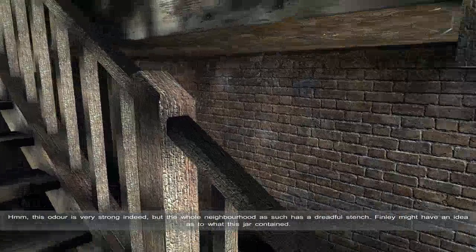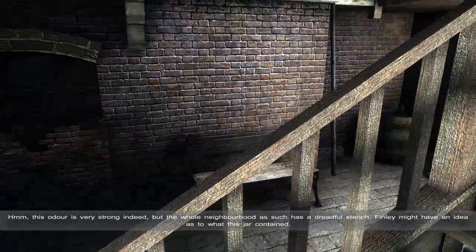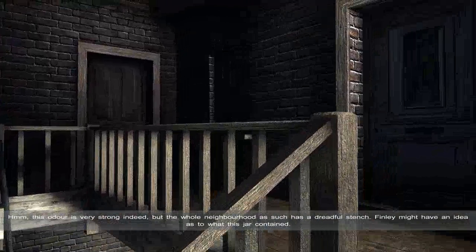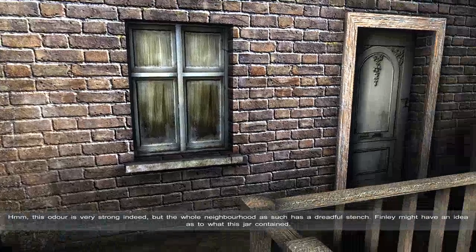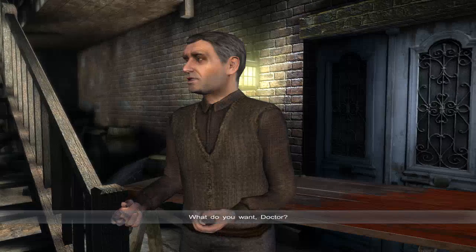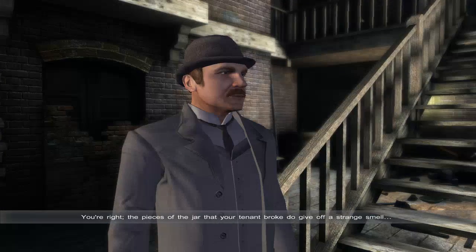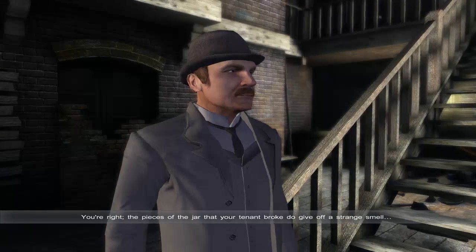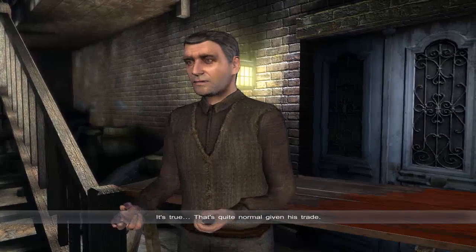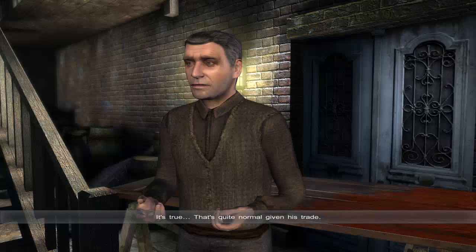This odour is very strong indeed, but the whole neighbourhood as such has a dreadful stench. Finley might have an idea as to what this jar contained. What do you want, Doctor? You're right, the pieces of the jar that your tenant broke do give off a strange smell. It's true. That's quite normal given his trade.